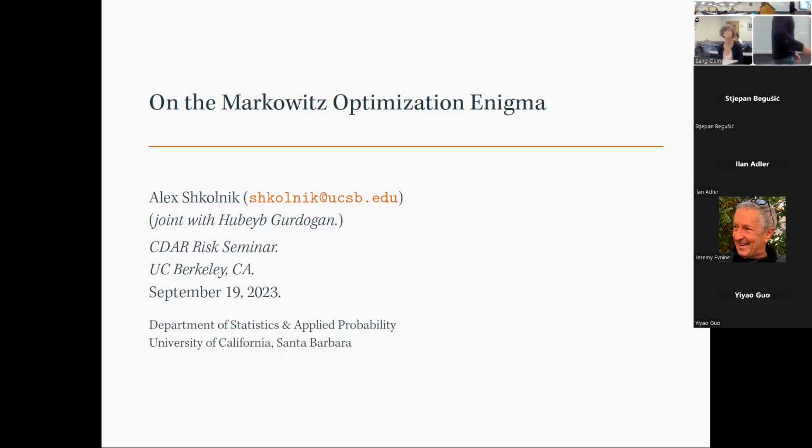So this is a project that has in many ways been initiated when I was here as a postdoc, working with Lisa and Alex in the back. The topic is the Markowitz optimization enigma. It's joint work with Gorgodon. And so I really want to give a lot of credit to him. Without him, this project definitely wouldn't have happened, and it wouldn't be possible to get the results that we have.